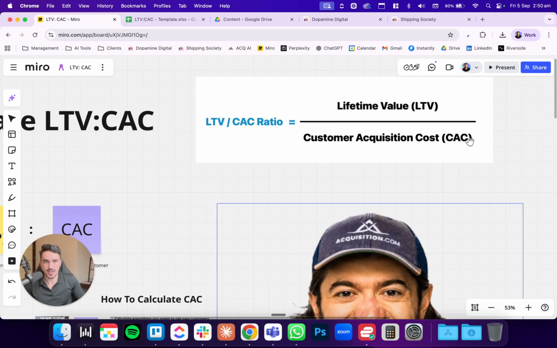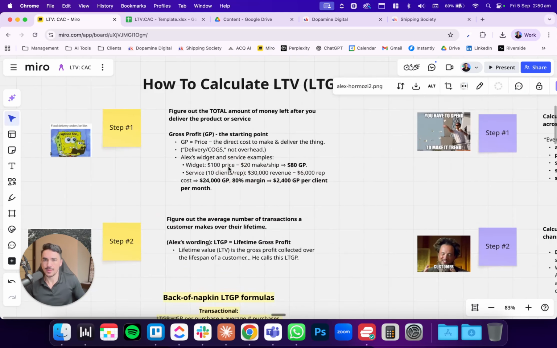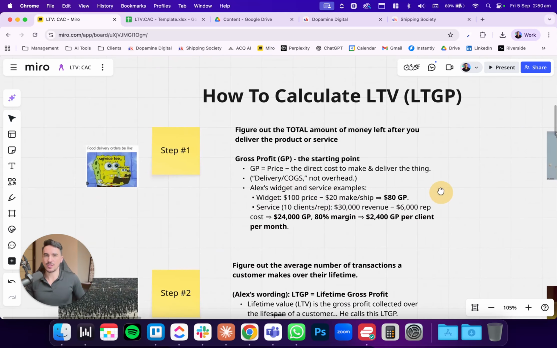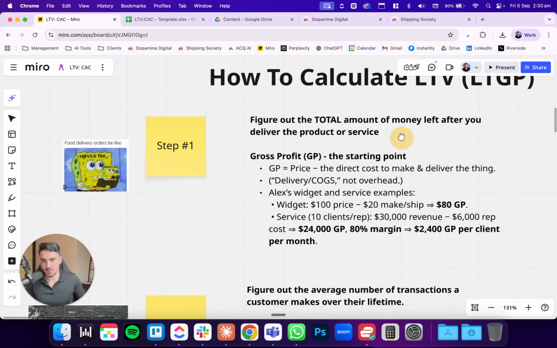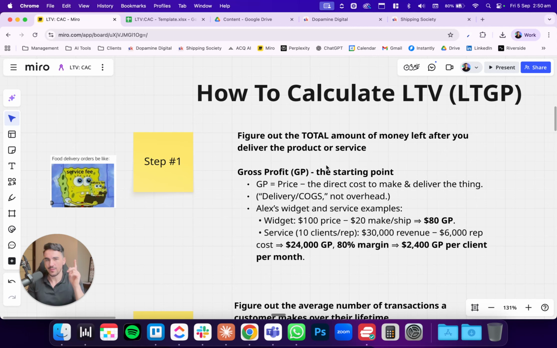You take the lifetime value, divide it by the customer acquisition cost, which is CAC. Now, how to actually calculate your LTGP, lifetime gross profit. Now, don't let these acronyms confuse you or overwhelm you, right? It's really simple. So first, we figure out the total amount of money left after you deliver your product or service. So what that looks like is that you take the gross profit, which is the price minus the direct cost to make and deliver the thing. So delivery and cost of goods, not overhead.